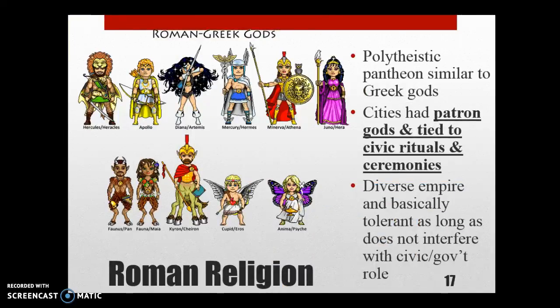Roman religion really mirrored that of the ancient Greeks. If you look, many of their gods are the same. They just are given a different name, sometimes a slightly different story or interaction. And they are polytheistic. Each city would have had a patron god, similar to what we talked about with Greece, Athens' patron being Athena. And this is where Roman religion is really important for our purposes, because these religious rituals to keep the gods happy were also part of the civic rituals, government rituals.